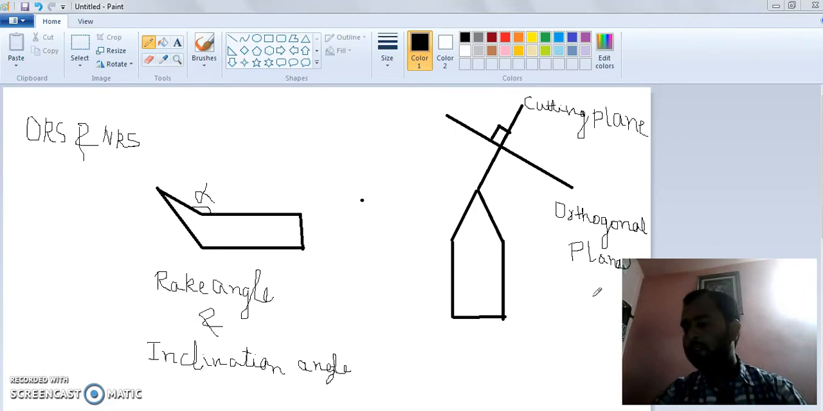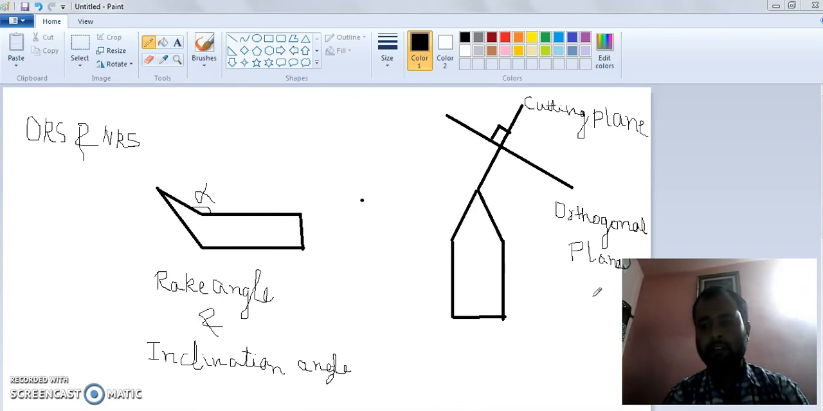The third basic difference is the purpose of the conversion of the tool angles. Why do we need to convert tool angles from ASA to ORS, and ORS to NRS? The actual purpose is this: suppose you are going to present your paper at a conference outside India. The people there are very familiar with the American Standard Association system, but we Indian people basically work on the orthogonal rake system. So if I have used the ORS system throughout my project, to explain my paper there I need to first convert my angles into the American Standard Association system, and then explain my paper to them.